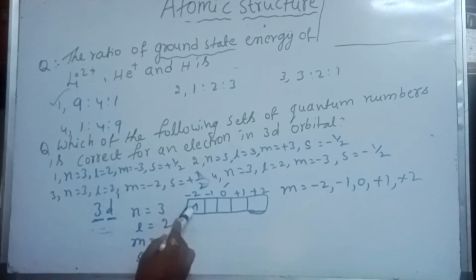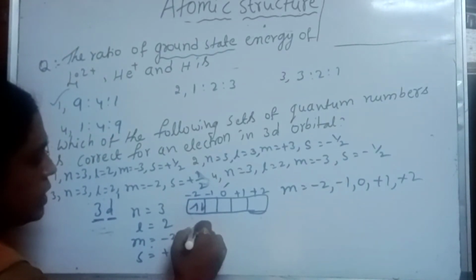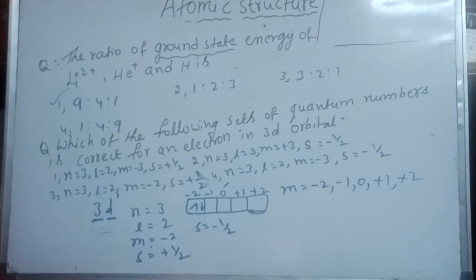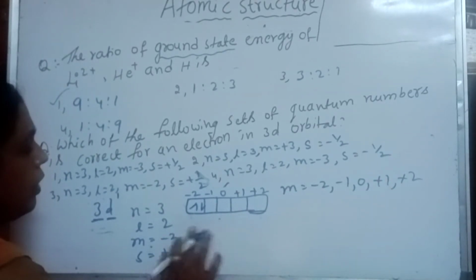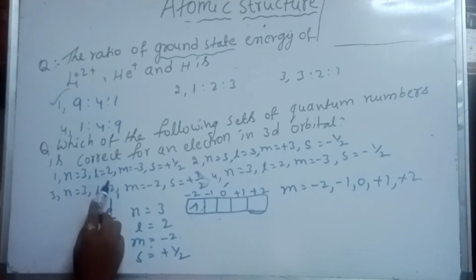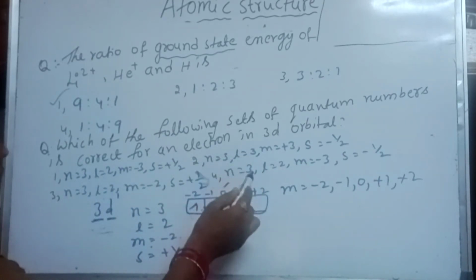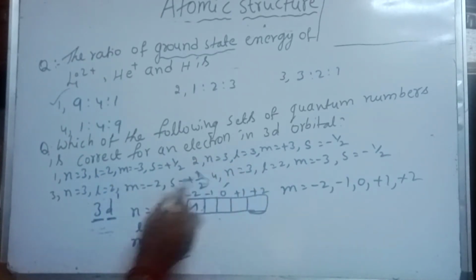Why? Only one electron is present in this, so s is equal to plus 1 by 2. For example, if two electrons are present in an orbital, the second s should be minus 1 by 2. But here one electron is given, so s is plus 1 by 2. Then check the options given. Here first n is equal to 3, l is equal to 2. In all the given options you have to observe that l is equal to 2.